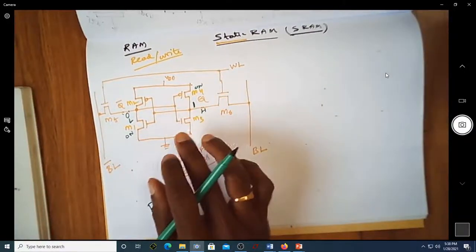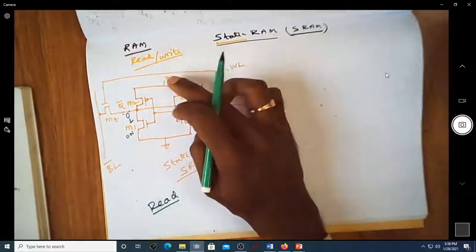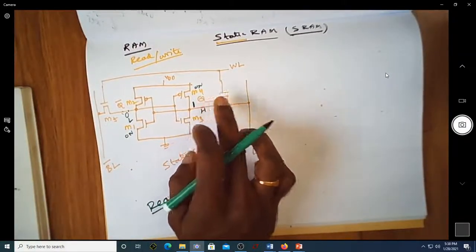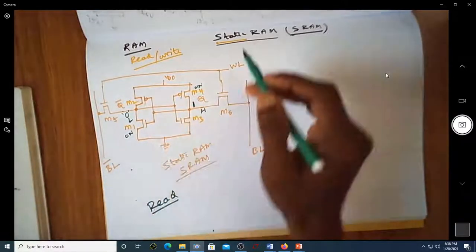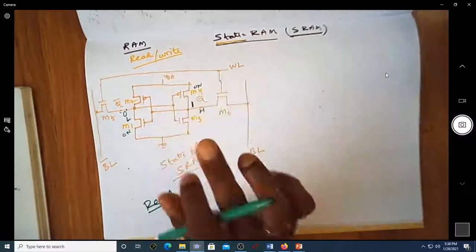So as long as you are not altering the values, as long as VDD is there, this value of logic 1 at Q, and of course its complement at Q bar, will be there forever. So that's why it is static in nature. The value is going to be there as long as the power is there.